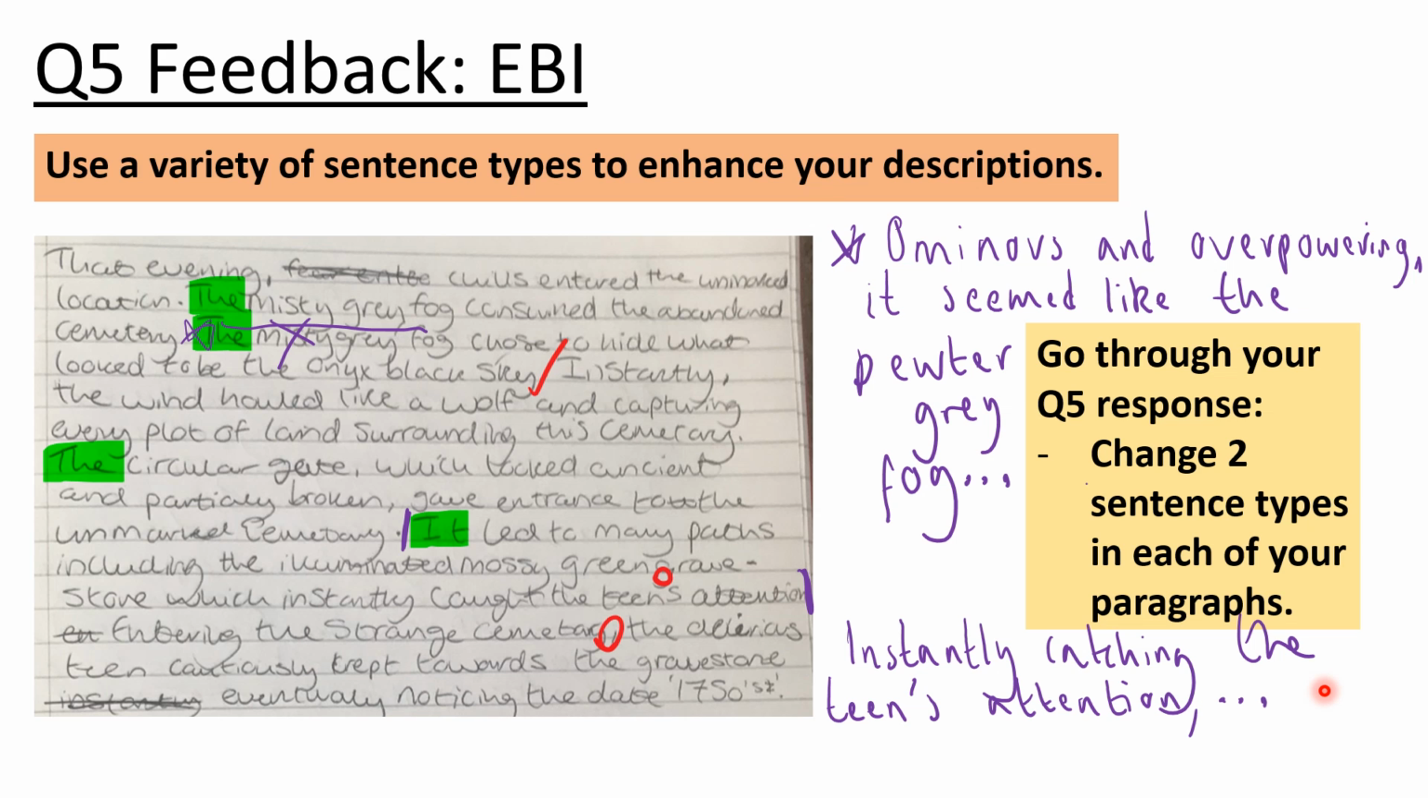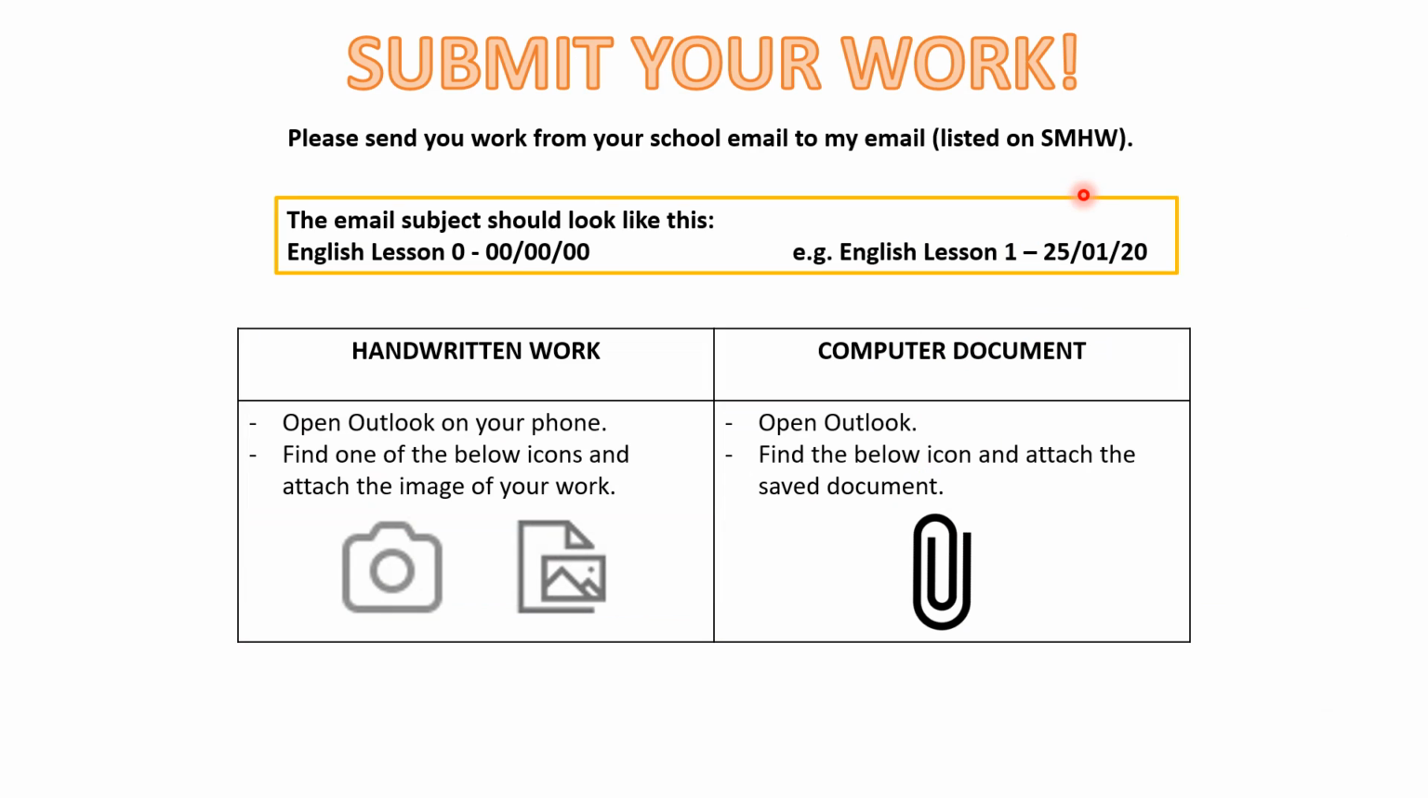All right, if you're back, that means you're ready to submit your work. Make sure that the subject of the email looks like this. And again, make sure that you submit your work underneath today's date and title, so the table, and also your Purple Pen corrections on your question 5 response of your new sentence types. So 2 things to submit in my email inbox.